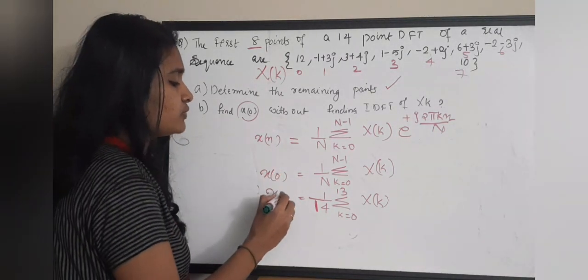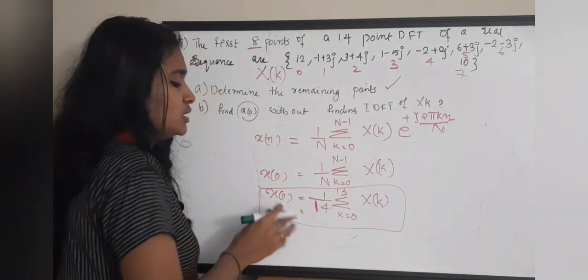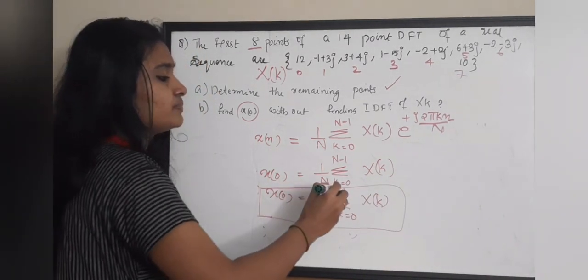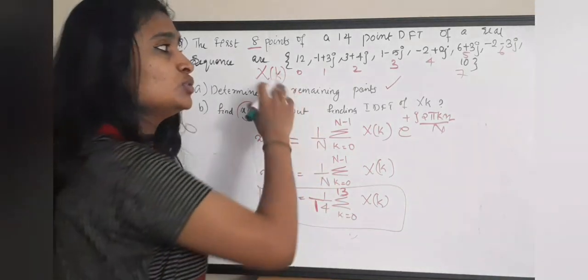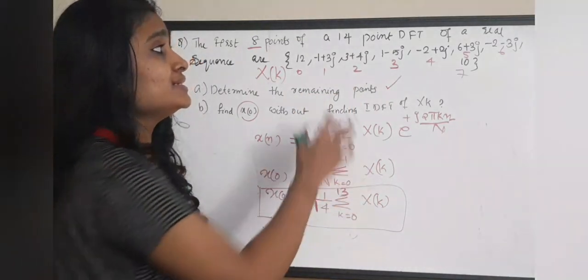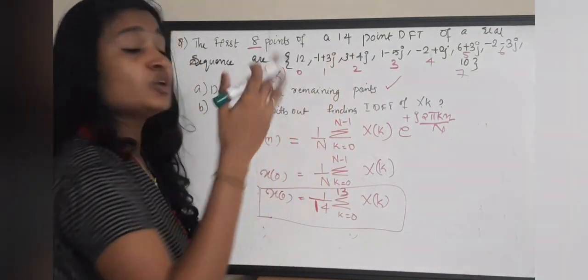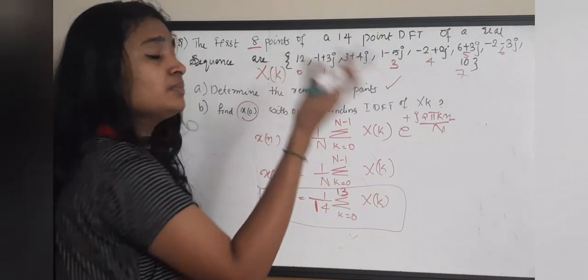So this is how you have to do this question. You need not find the IDFT to find x of 0. Just take the sum of all your DFT points. I am telling you to find the sum of all the DFT points till your last point, because it is a 14-point sequence. Okay, so in the first part we are finding the remaining points also.